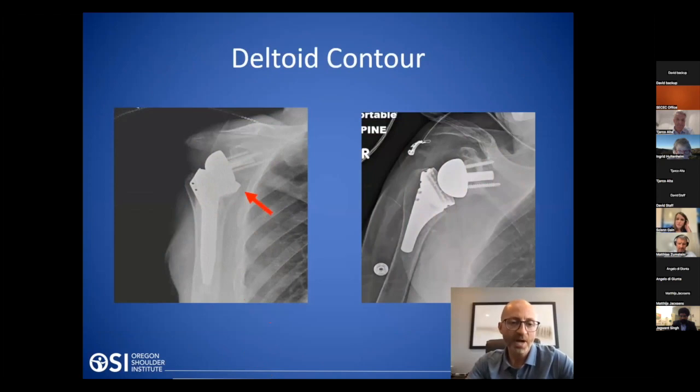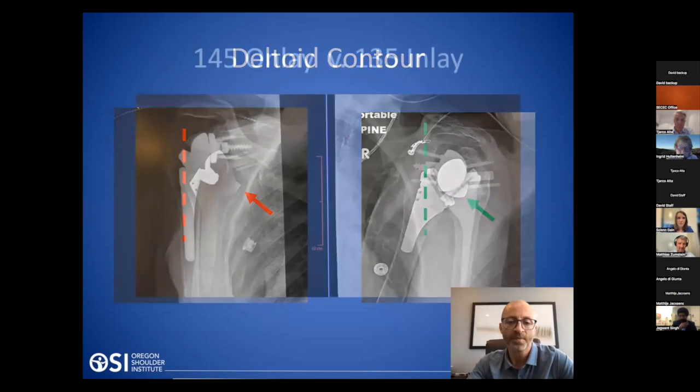And we see, comparing one of my early patients, 155 medialized design to a 135, we have no notching and a much different appearance of the deltoid contour post-operatively. Although these are different patients, I think it's easy to tell the difference, as you can see across the board.